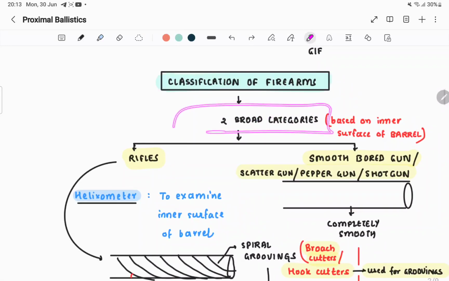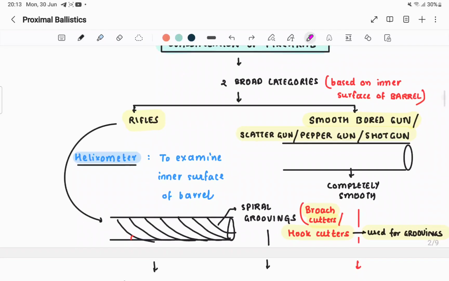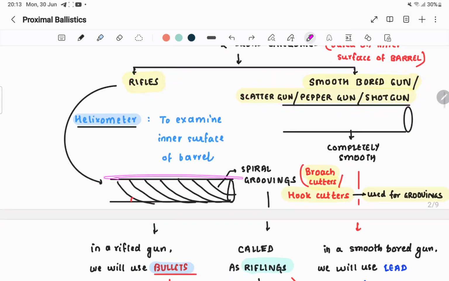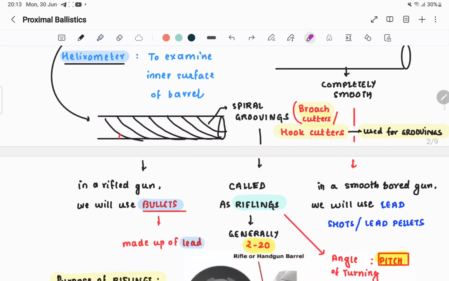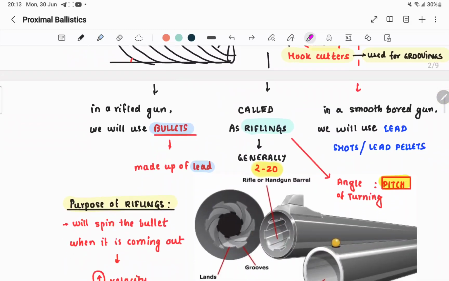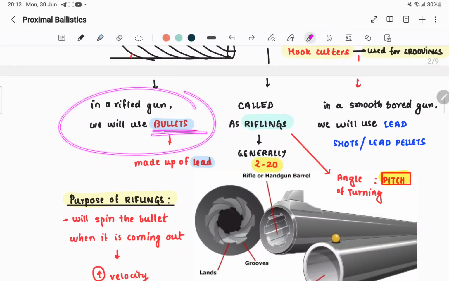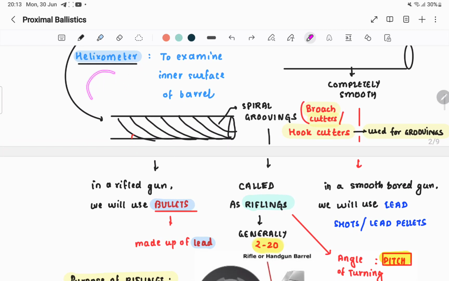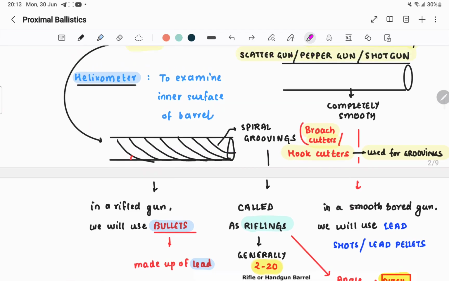Classification of firearms: two broad categories, based on the inner surface of the barrel. Just focus. You can have either rifles or a smooth bore gun. Rifles basically have riflings. These are the riflings, the spiral grooves. 2 to 20 riflings are there in a rifle. In a rifled gun, we use bullets. Whenever you say bullet, you call it bullet or lead. This means you are firing from a rifle.